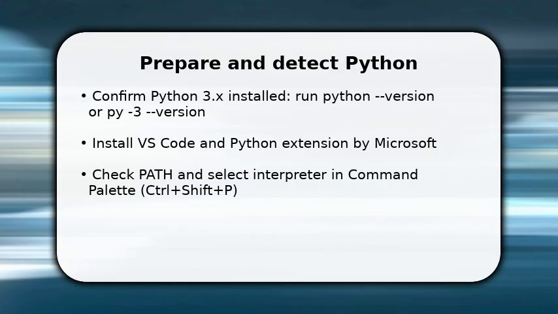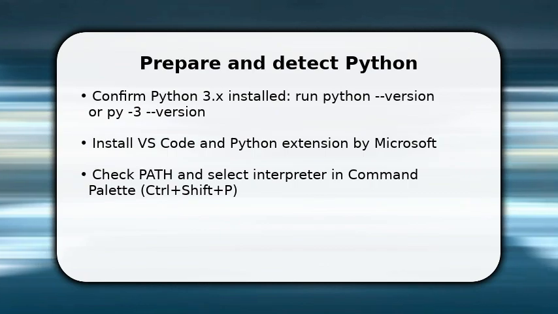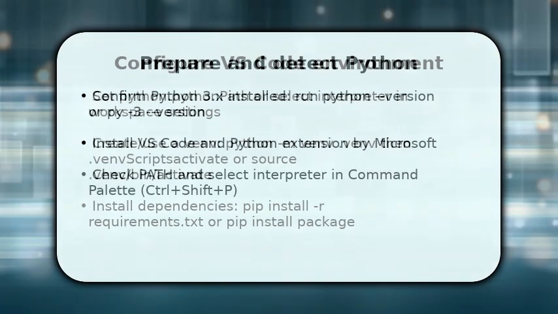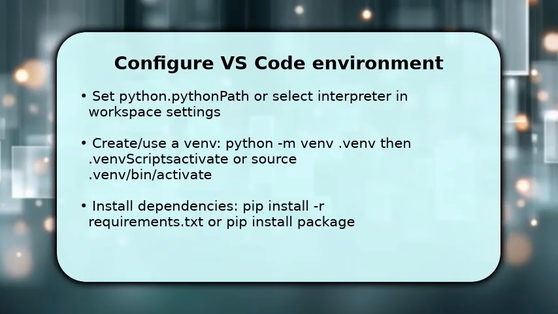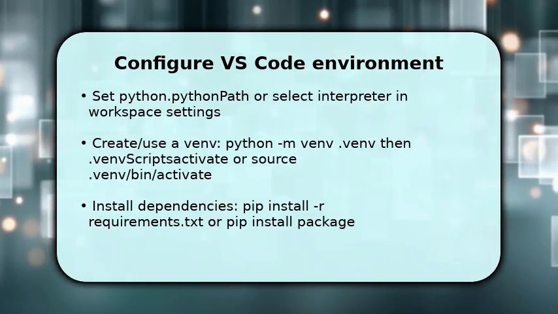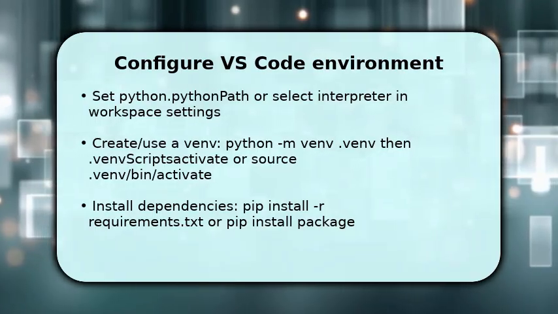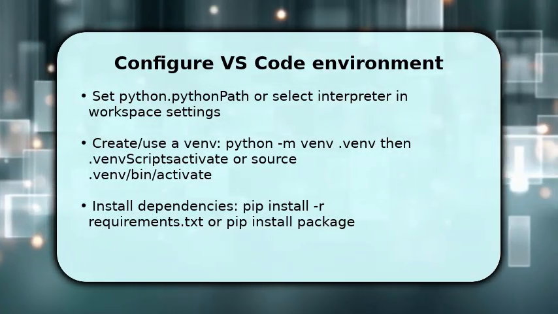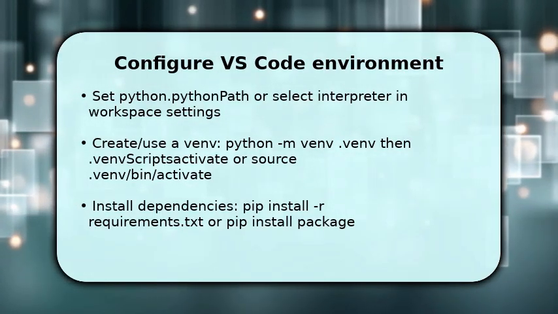Make sure the workspace has a virtual environment activated if you rely on specific packages, so the IDE resolves modules correctly. You now configure VS Code to use that interpreter for editing, linting, and debugging. Open Settings, JSON or Workspace Settings, and set python.defaultInterpreterPath, or use the command palette to select the venv path.